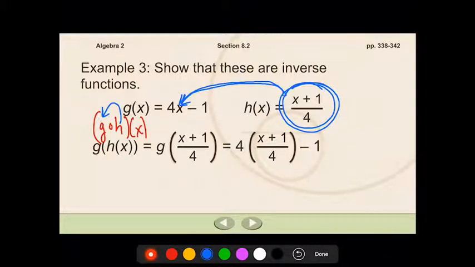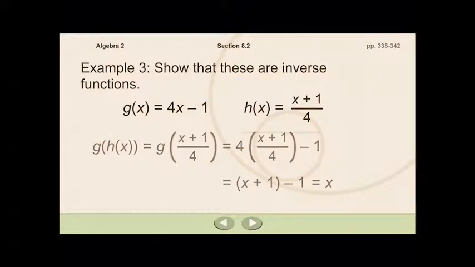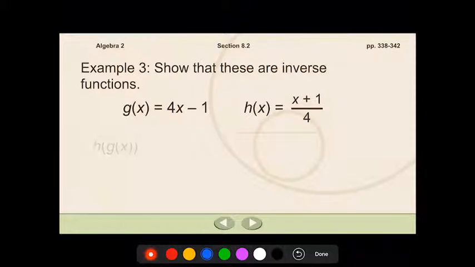So you do some distributive property here, but actually this one's going to be easy because the 4's cancel. When the 4's cancel, you get x plus 1 minus 1, which gives us x. That's awesome. That's half of the process, because we said that g of h of x is equal to x, and that's what we wanted it to be equal to. Now you have to do the opposite.